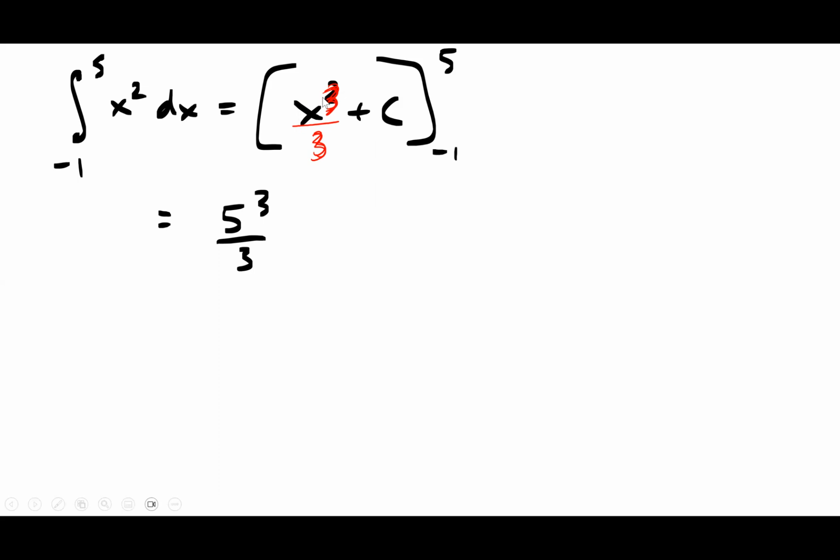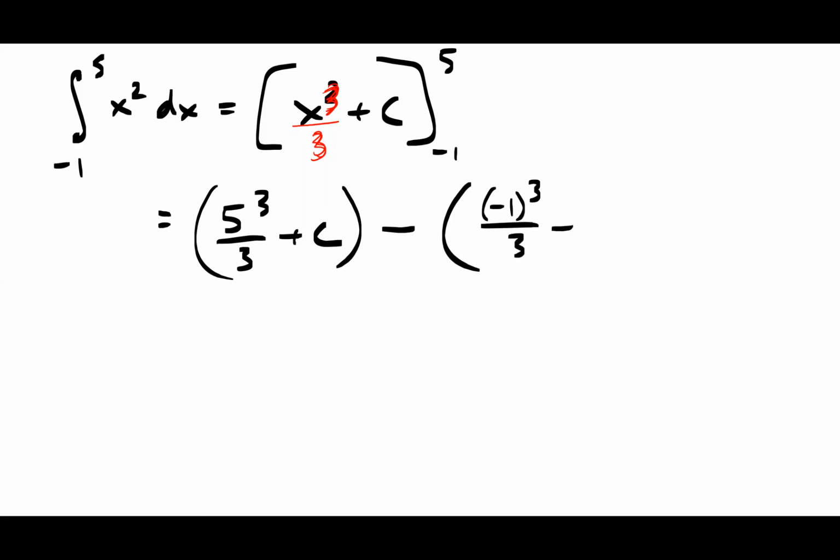So notice what it is: x to the third over 3 plus c. I'm going to include the c in here and just see what happens with the c. I plug a 5 into here. This is 5 to the third power over 3 plus c. That's the endpoint. Subtract from it the beginning point, which is -1 to the third power over 3 plus c. That's what I've got to subtract. This is 5 times 5 times 5, which is 125 over 3, plus c. That's the first part.